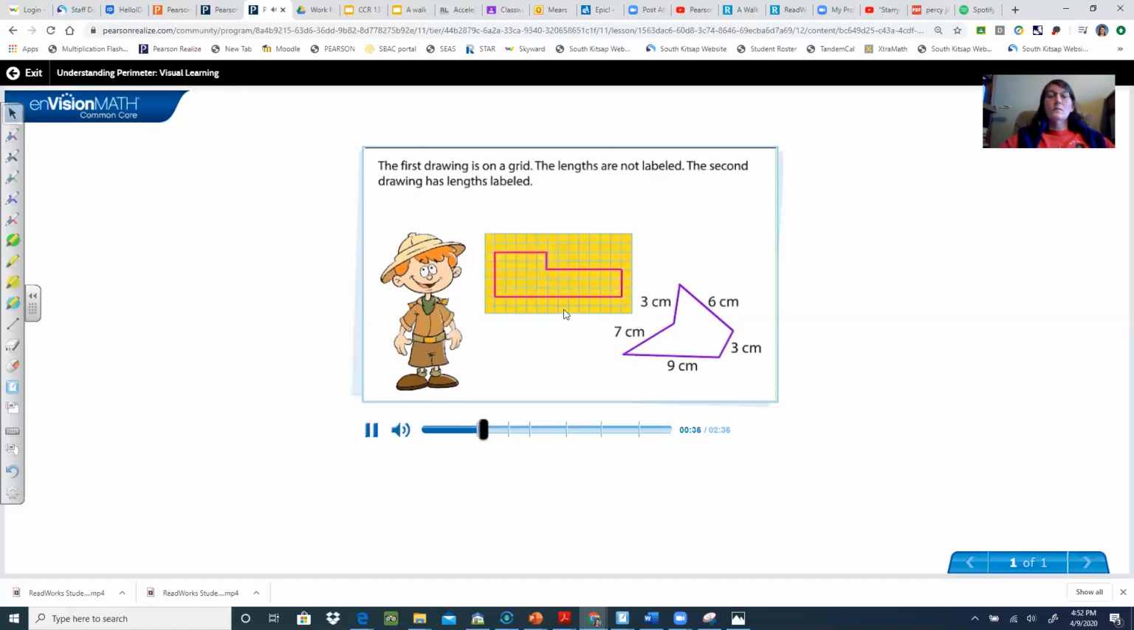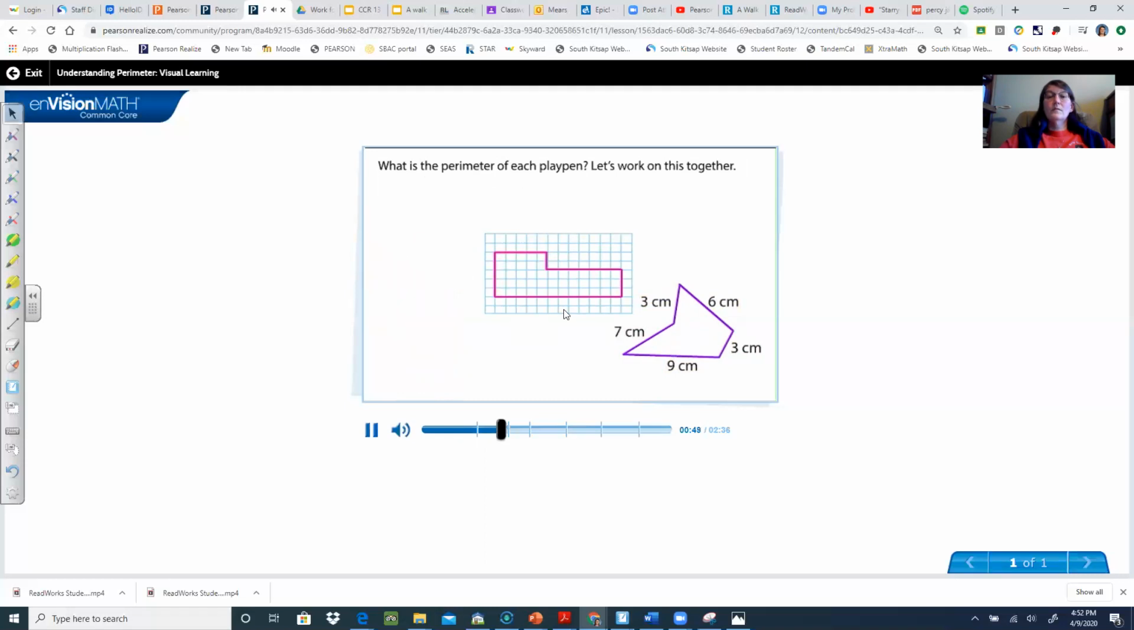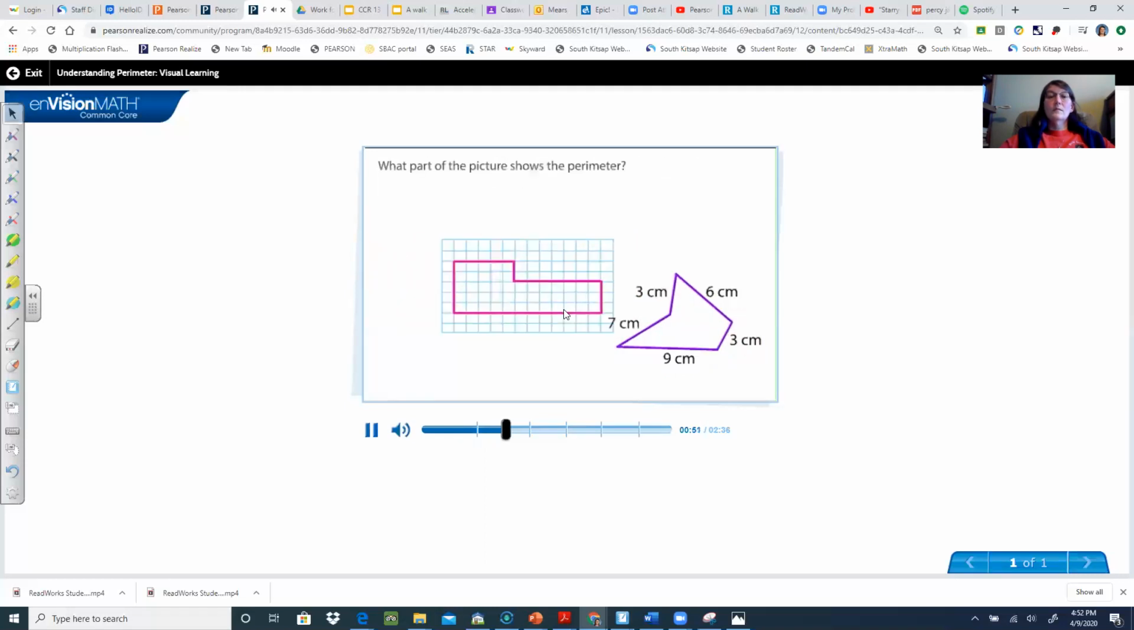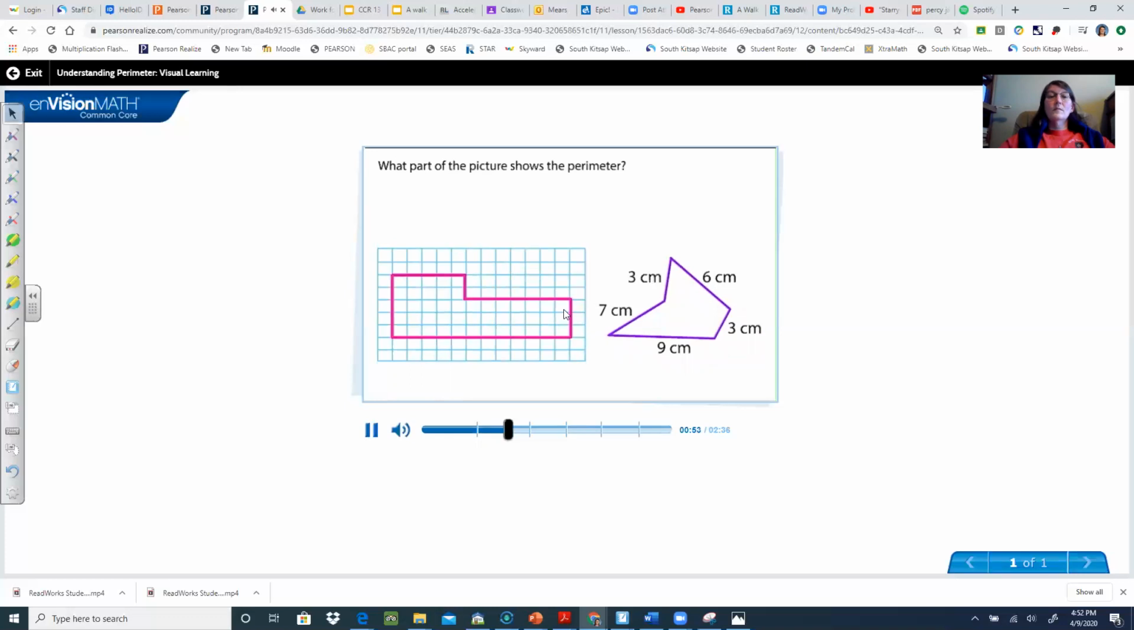The first drawing is on a grid. The lengths are not labeled. The second drawing has lengths labeled. What is the perimeter of each playpen? Let's work on this together. What part of the picture shows the perimeter?